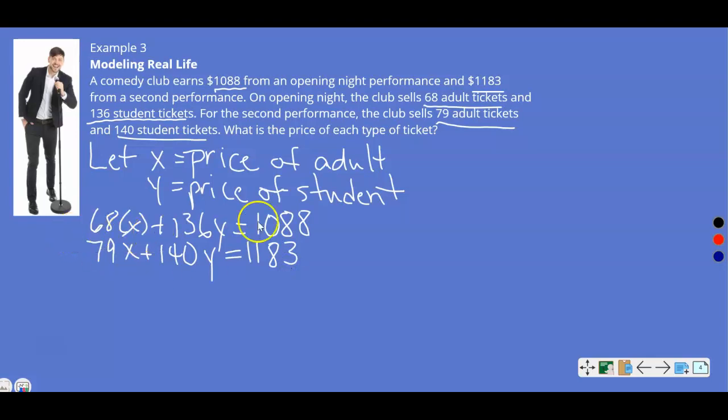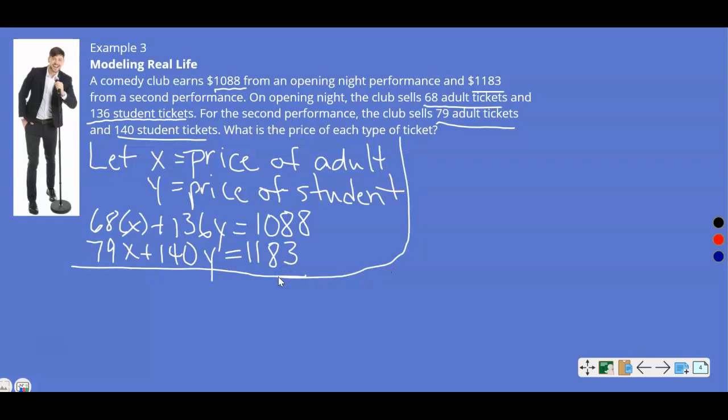All right, so we can see that both of these are in standard form. If we want to solve this using substitution, we have to solve one of the equations for one of the variables. Okay, so let's solve for y in the first equation. So let's subtract 68x from both sides.